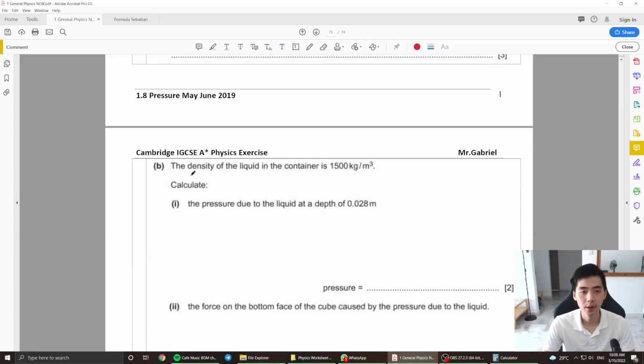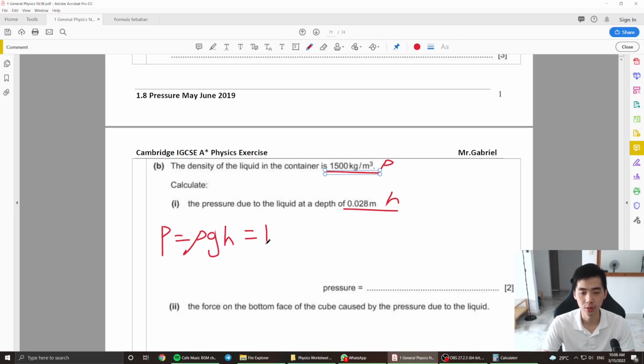Then, after that, the density of the liquid in the container is given. This is the density. The pressure due to the liquid at depth, this is h. Very straightforward law. Here they already have density and height, right? So pressure is essentially going to be rho g h.